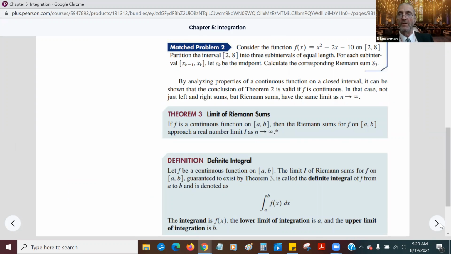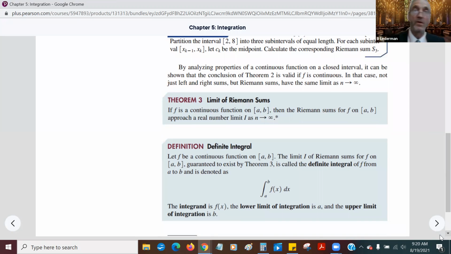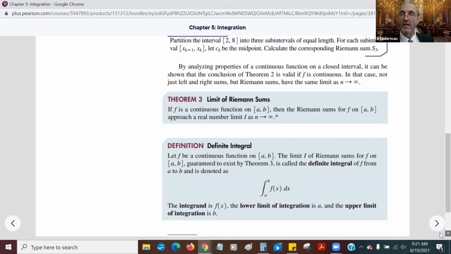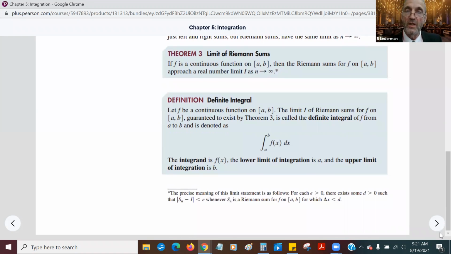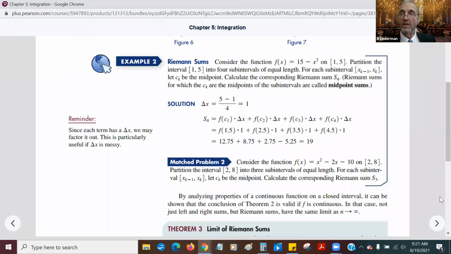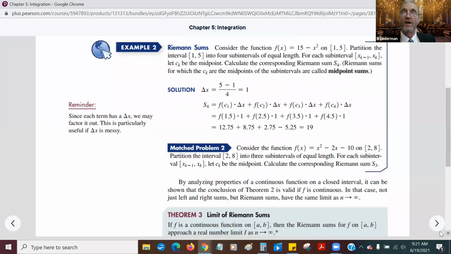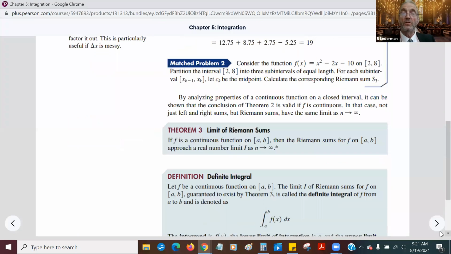And we have a theorem here about the limit of Riemann sums: if f is a continuous function on [a, b], then the Riemann sums approach a real number limit I as n goes to infinity. And that real number they approach will be the area under the curve. It will be very accurate for the area under the curve. And that is fabulous.